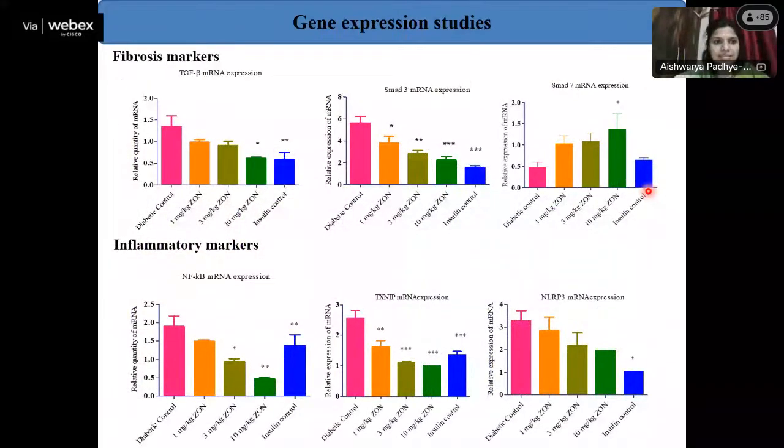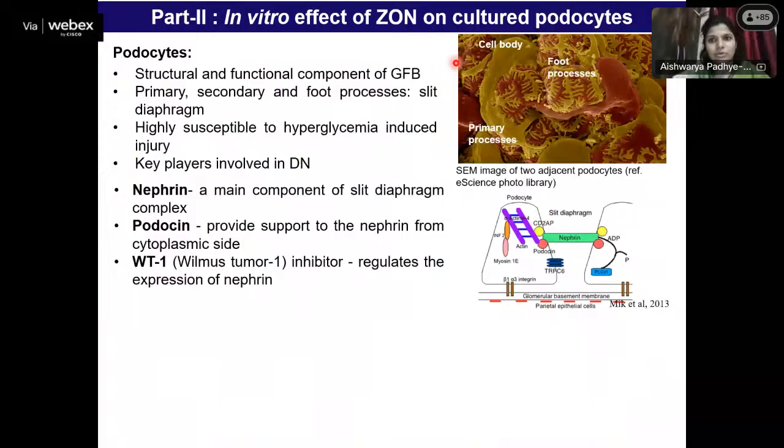So the genes involved in these fibrosis and inflammatory pathways were also analyzed, and zinc oxide nanoparticle treatment improved their expression or suppressed the pathological genes involved in these pathways. So further, the effect was carried out.